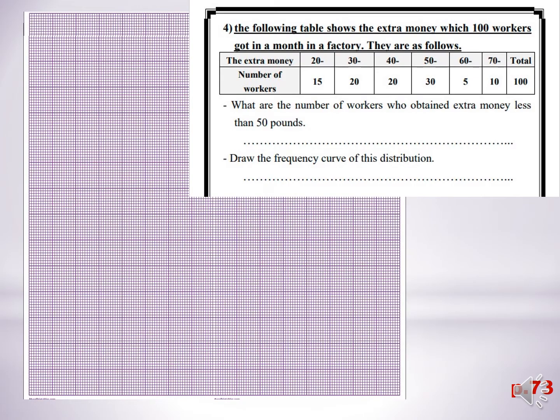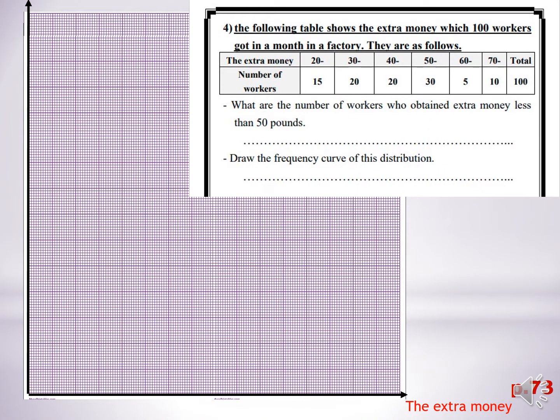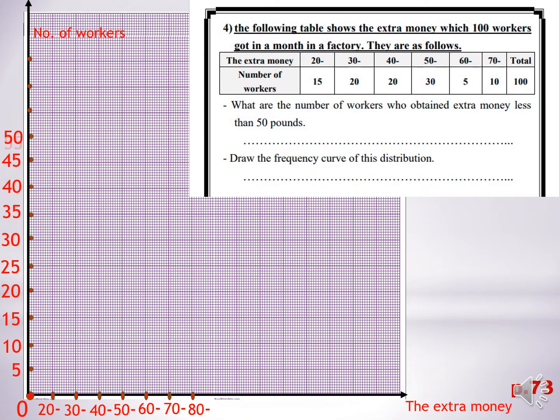I will prepare my graph paper. I'll put my x-axis and my y-axis, and I will plot the extra money on the x-axis, the number of workers on the y-axis, and 0 is my origin point. And I will put the extra money as it is on the x-axis: 20, 30, 40, 50, 60, 70, 80. And here I have the number of workers 15, 20, 20, 30, 5, 10. So they are all in scale 5, so I can put scale 5 on the y-axis: 5, 10, 15, 20, 25, 30, and so on.